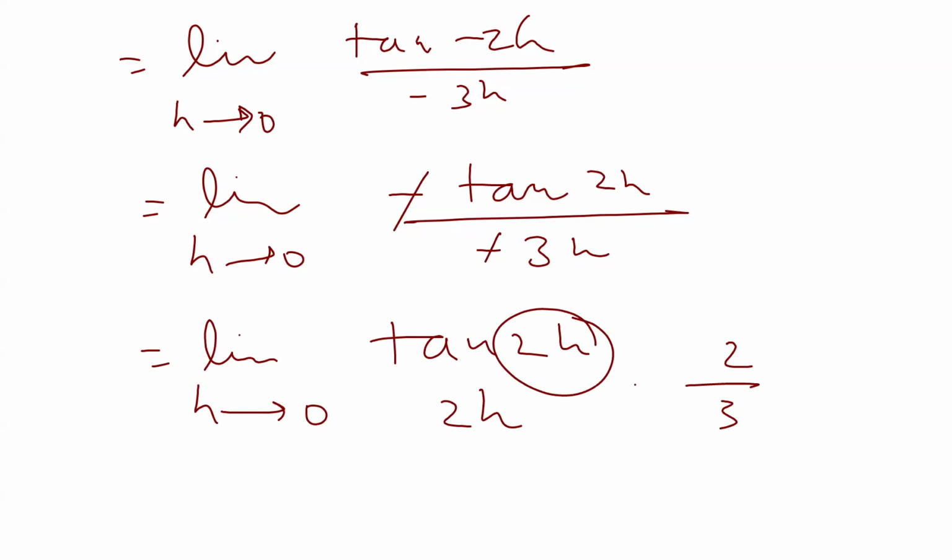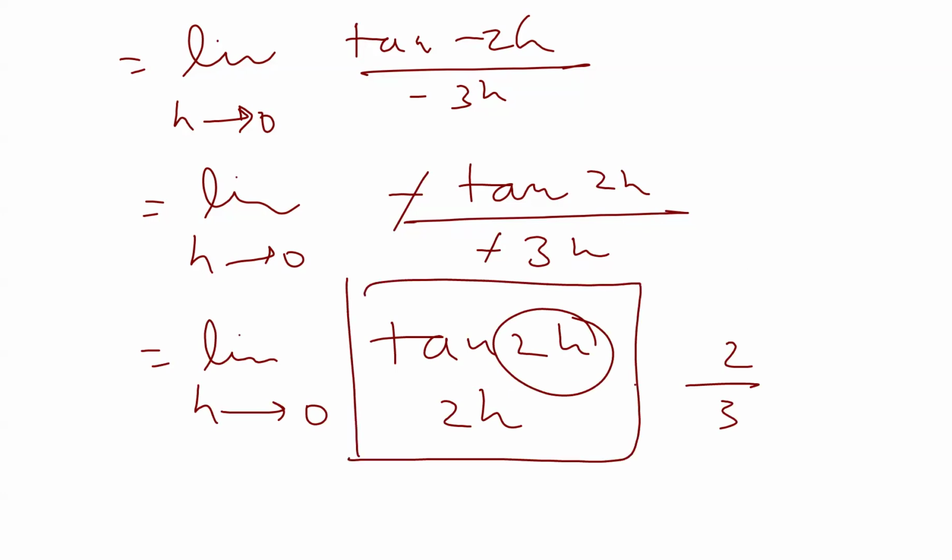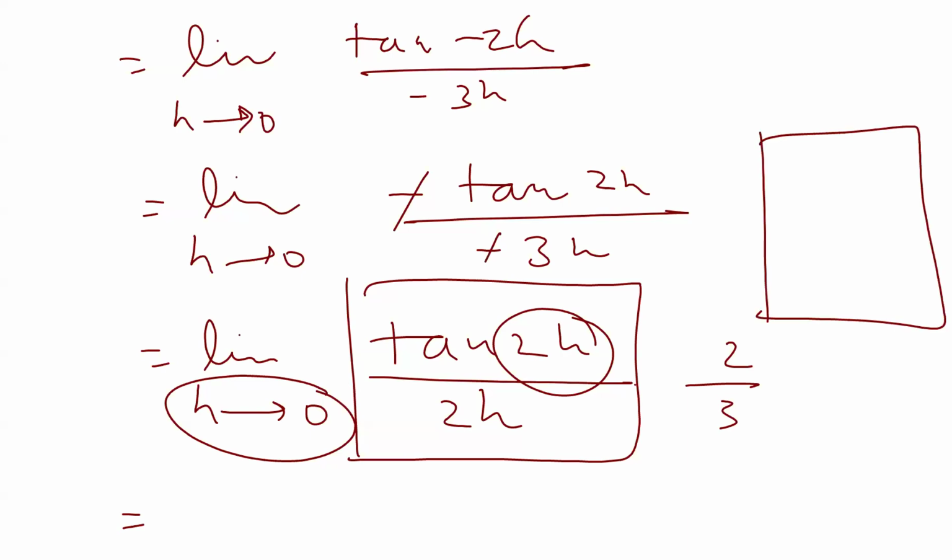So now this part, as per the formula, is equal to 1, because h is also approaching 0. And you need to write one statement over here. Be on the safer side and write, as h approaches 0, 2h will also approach 0. Okay. So this part is 1. 1 into 2 by 3, which is equal to 2 by 3. This is your left hand side of the limit. Let's go to the right hand side of the limit.